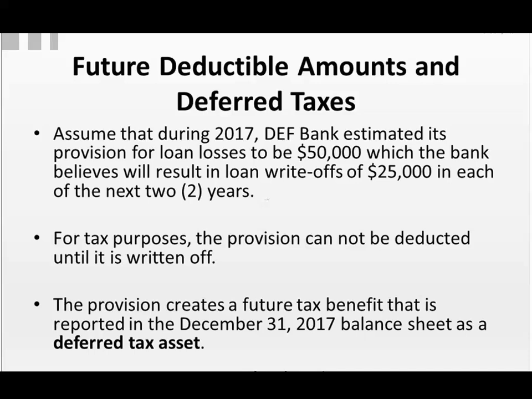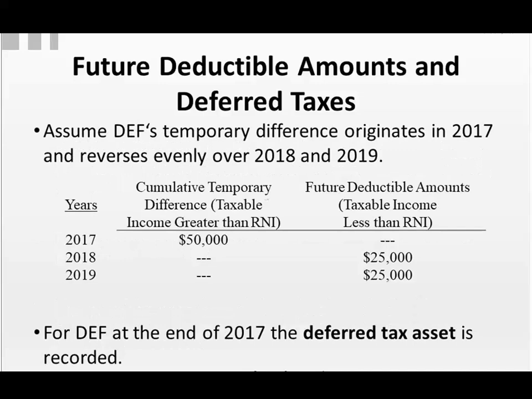So the provision creates a future tax benefit that is reported in the 2017 balance sheet as a deferred tax asset. In other words, at the end of 17, Uncle Sam owes me the deduction for the $50,000 bad debt expense or provision for loan losses. So what does that mean? Well, let's take a hard look here. Here's what you're looking at in a DEF situation. In 2017, on the books, we got a $50,000 loss, provision for loan losses. But we're not going to write off the loans until 18 and 19. Okay, so that really is the basis for a deferred tax asset.